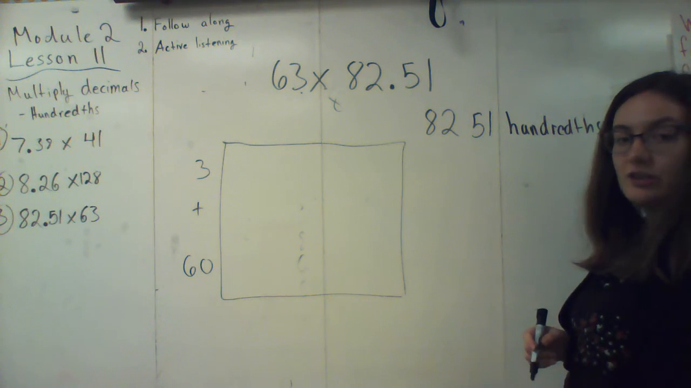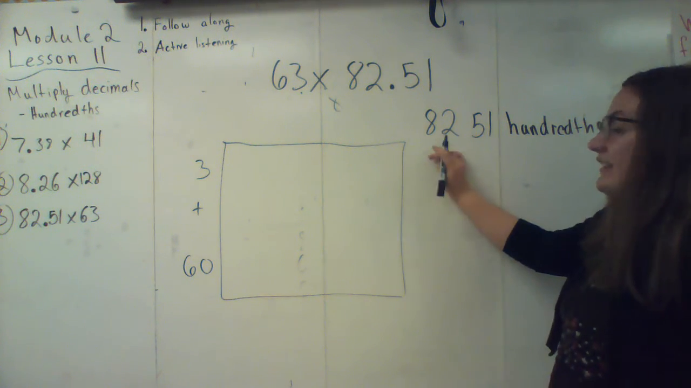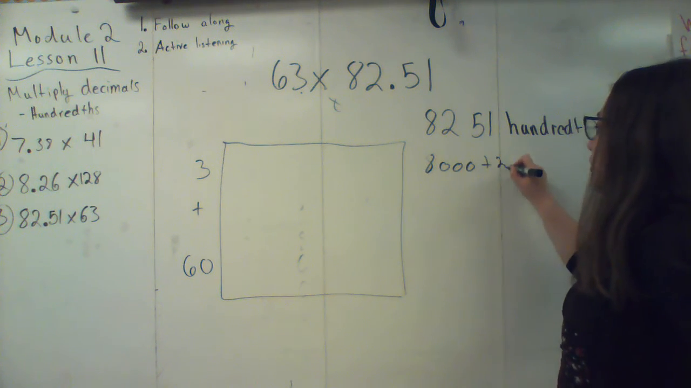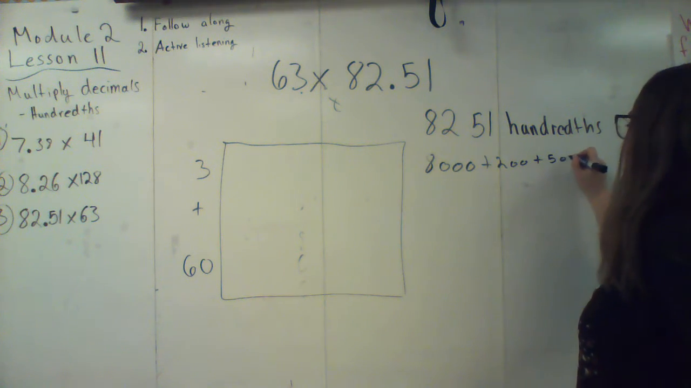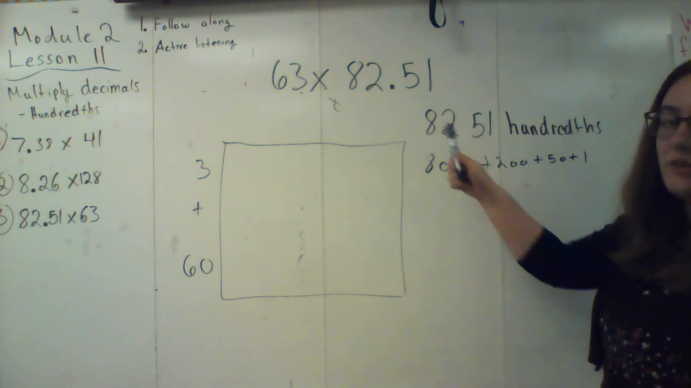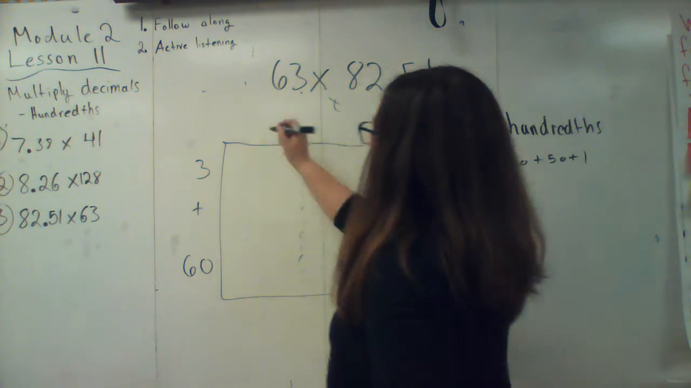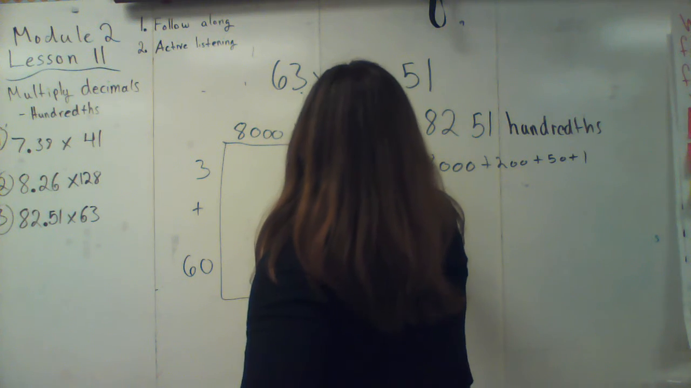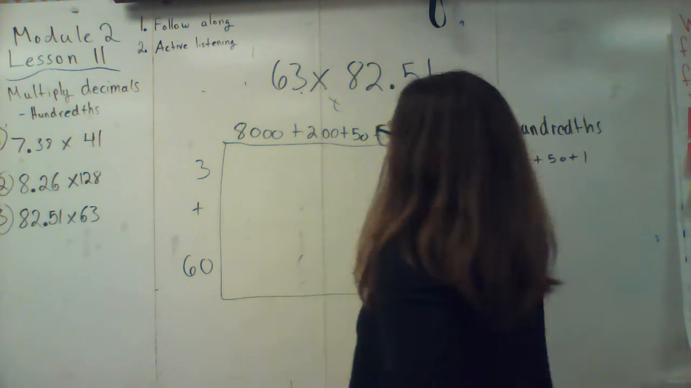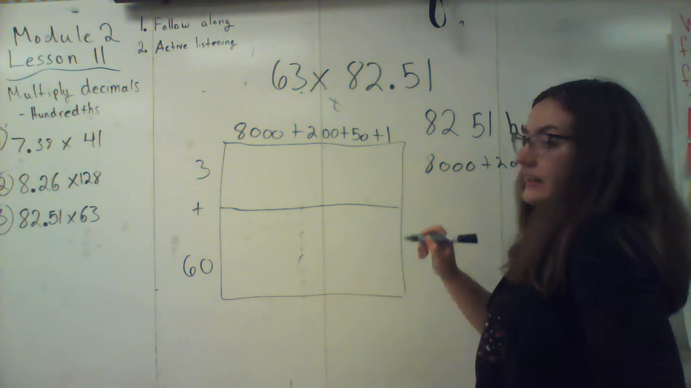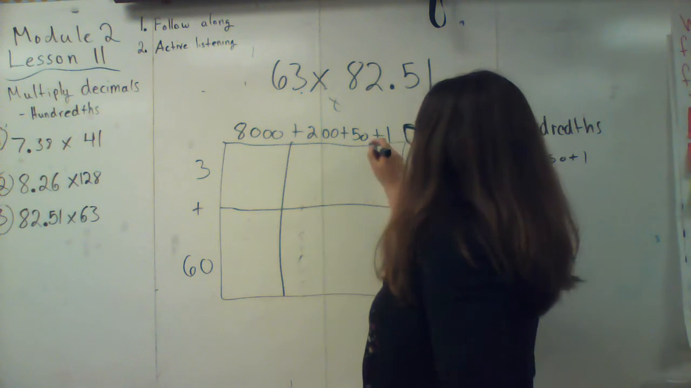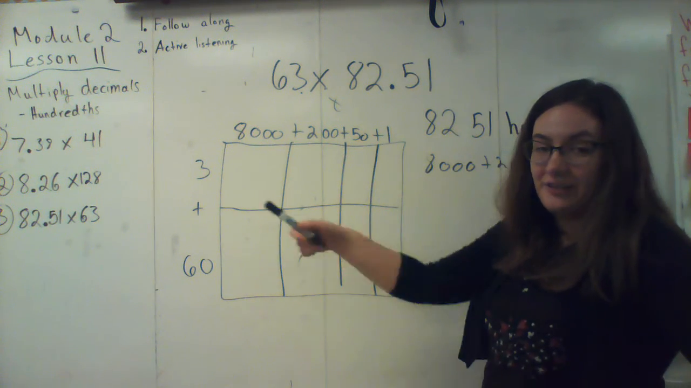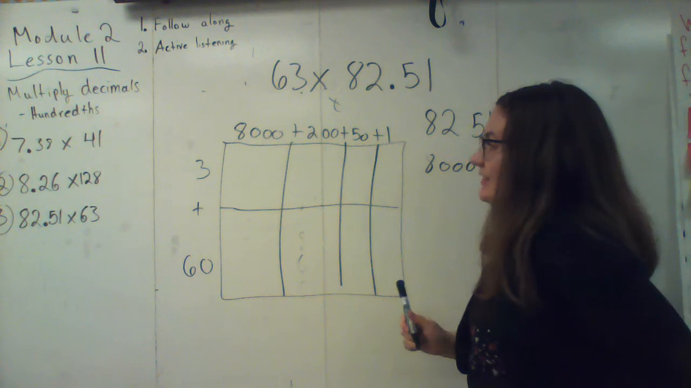Now I have 8,251 hundredths. I'm going to write the expanded form of this number, which is 8,000 plus 200 plus 50 plus 1. And that is going to go at the top of my area model. So it starts with 8,000 plus 200 plus 50 plus 1. Draw my lines wherever I see a plus sign. And then I can multiply. So we're going to have a lot of boxes to fill in again, but we got this.